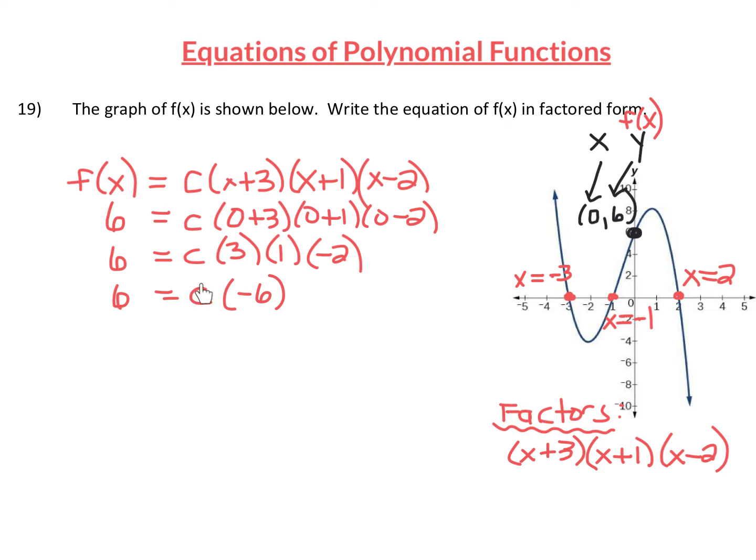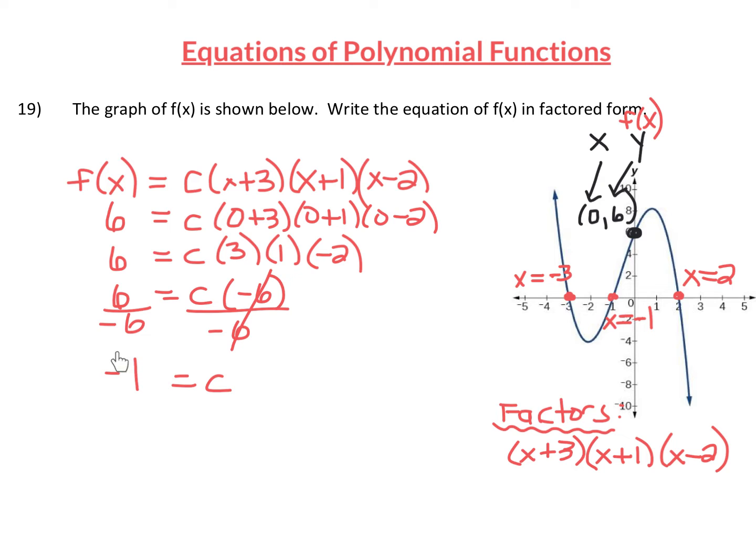Now we're trying to get the c by itself, right? So to get rid of this -6, it's c times -6. The opposite of multiplication is division. We are going to divide both sides of the equation by the number that the c is being multiplied by, because then those will cancel, and we get c alone. And over here, 6 divided by -6 is just -1. So that's our leading coefficient.